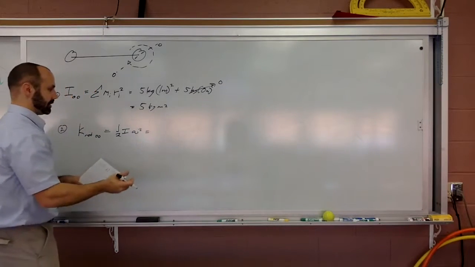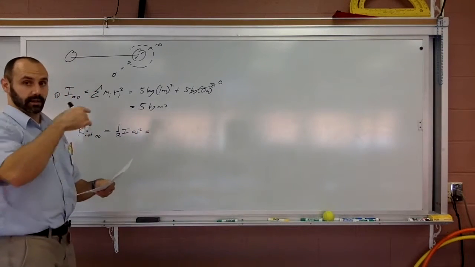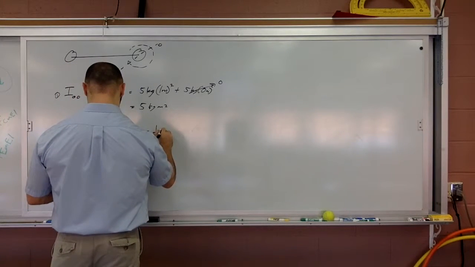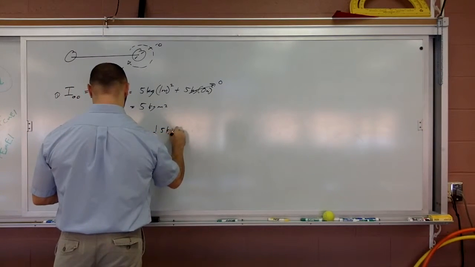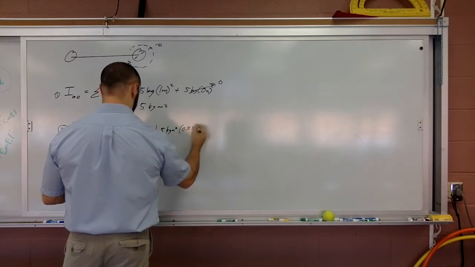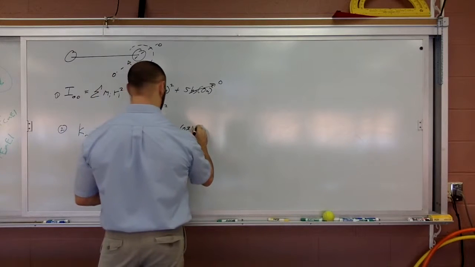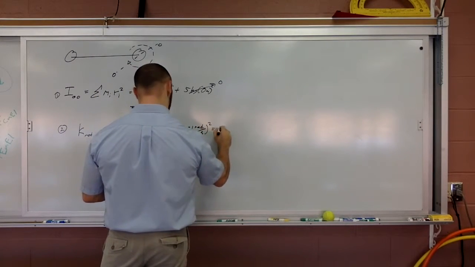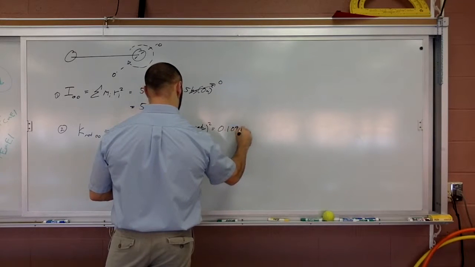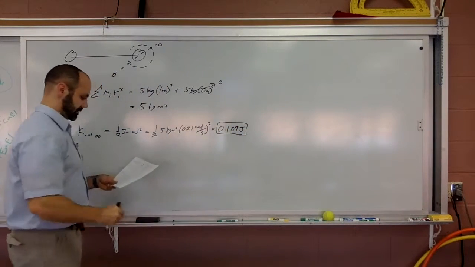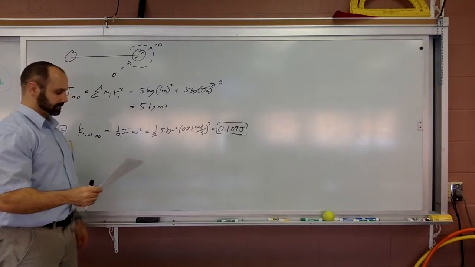Again, same thing, 2 RPM, so I can use the number that I got for part 1. And this is 1/2 times 5 kilogram meter squared times 0.209 radians per second squared. And you get 0.109 joules or something close to that, depending on how many decimal places you've taken.